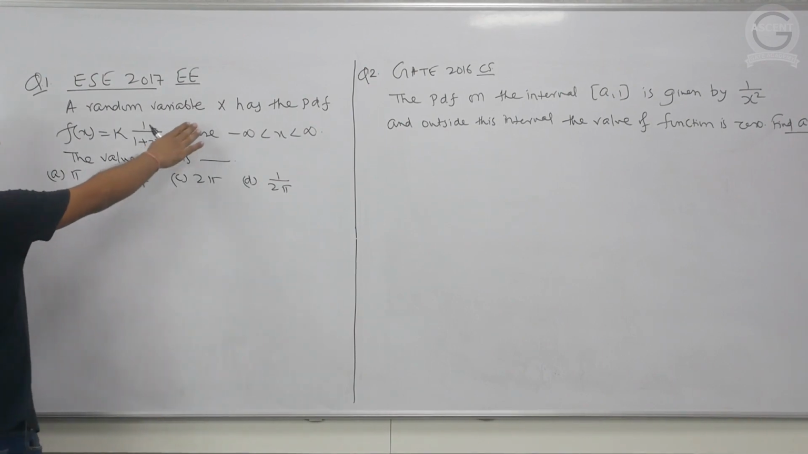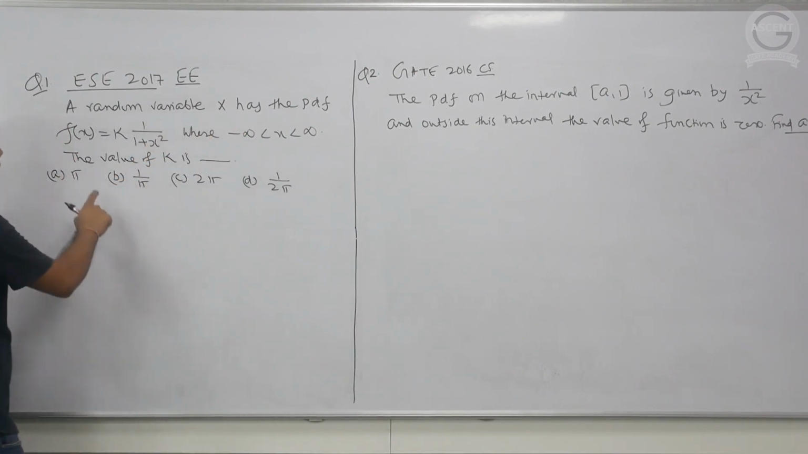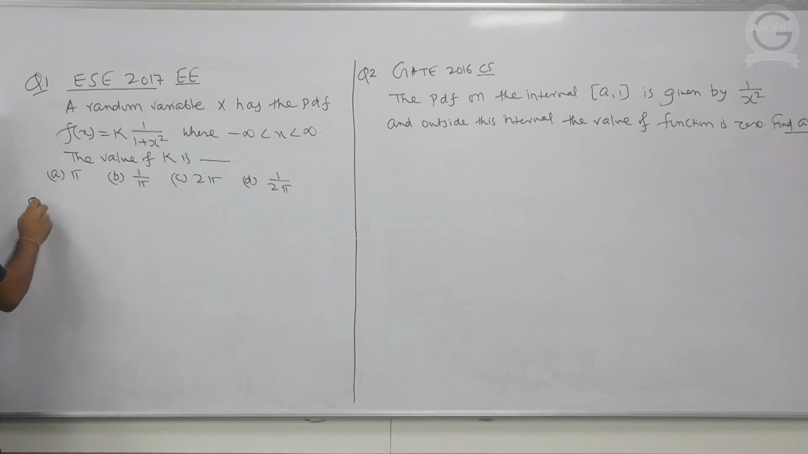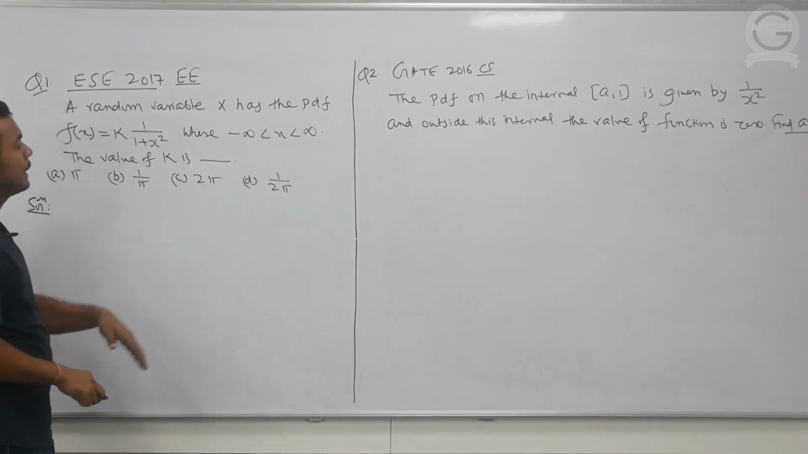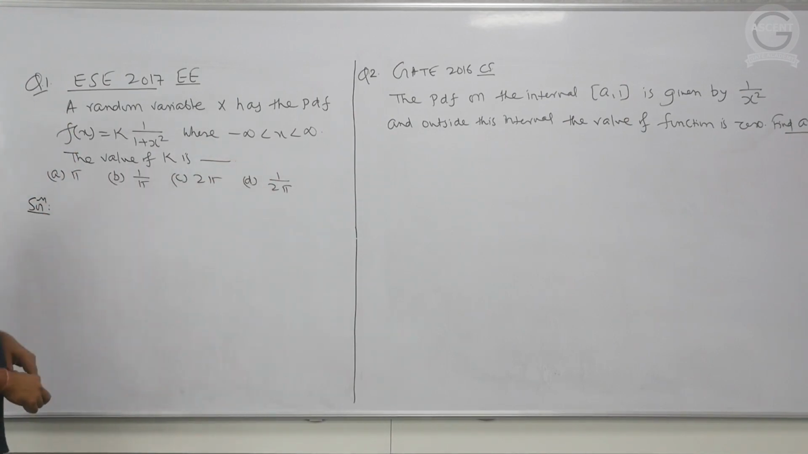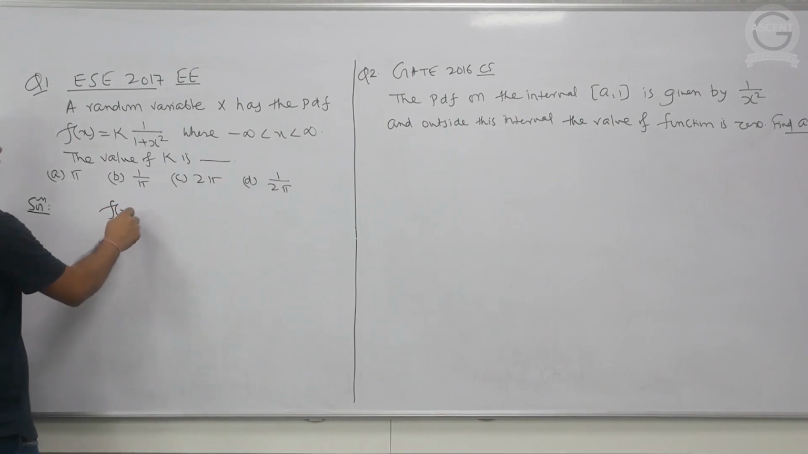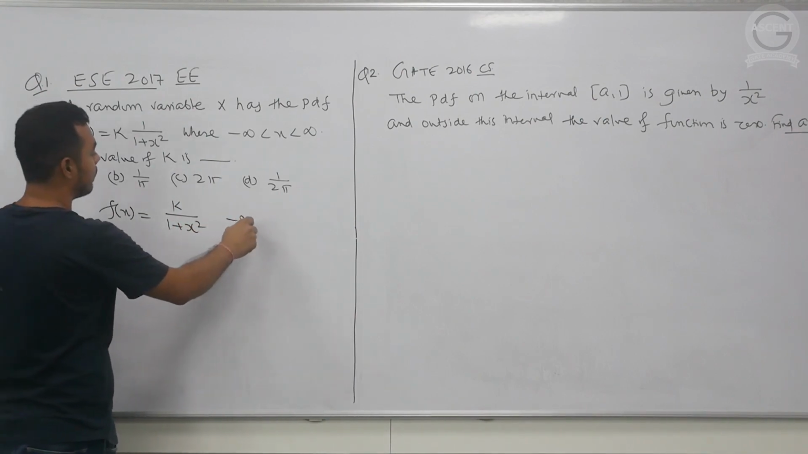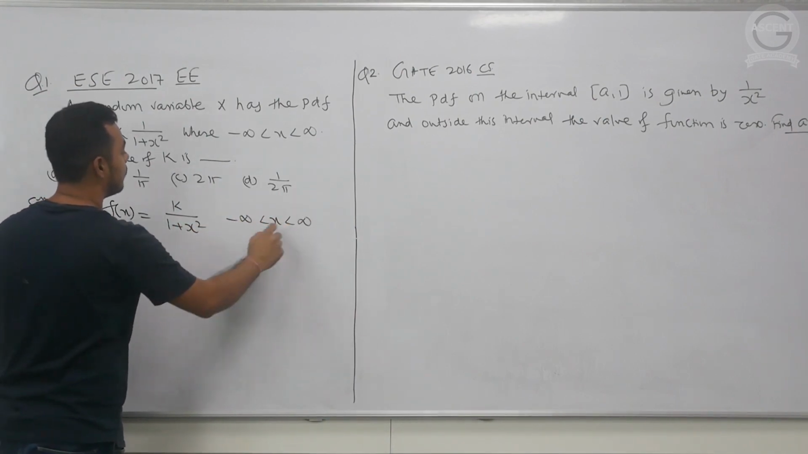The question is, a random variable x has the probability density function f(x) equals k into 1 by 1 plus x square, x is from minus infinity to plus infinity. We have to find the value of k. Now we have learned that here f(x) is k by 1 plus x square, and the range of x is from minus infinity to plus infinity.